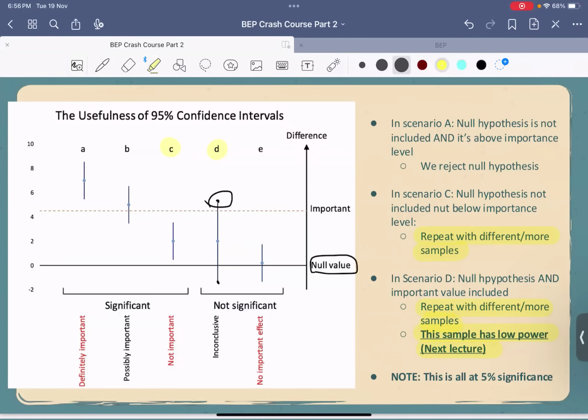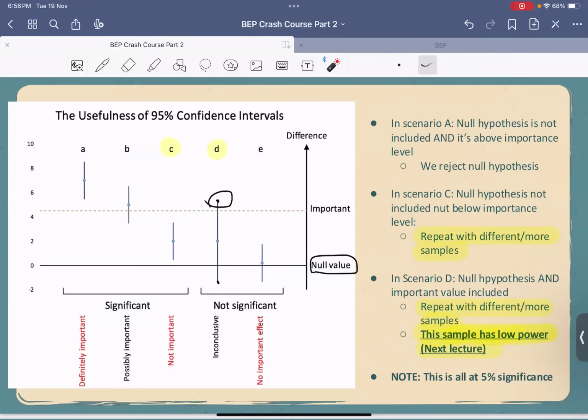But this is a question guaranteed 100%. They'll ask you: if the confidence interval touches the null value, so it's not statistically significant, and also crosses above the important value, what's wrong with this test? What is true about this test? You say that this test has very low power, okay? And you need to repeat with different samples. Very important test.